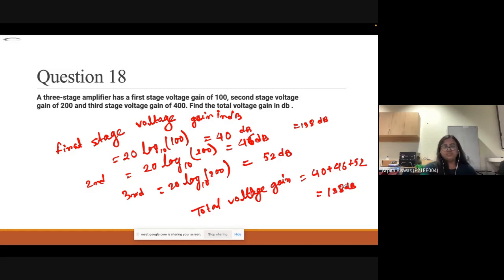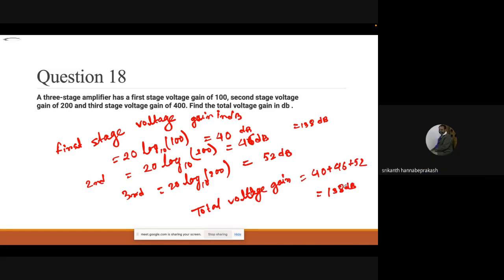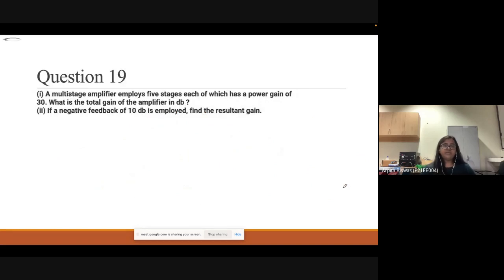Okay. So this is question number 19. A multi-stage amplifier employs 5 stages, each of which has a power gain of 30. What is the total gain of the amplifier in dB? And if a negative feedback of 10 dB is employed, find the resultant gain.